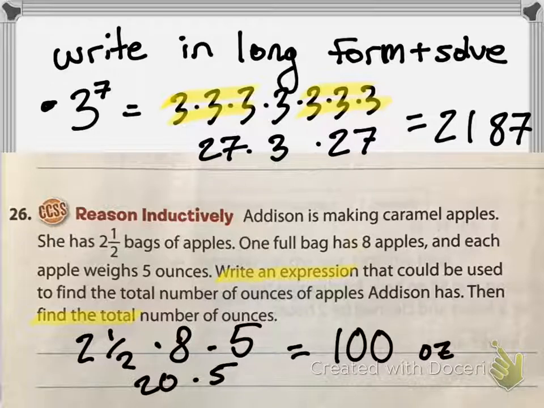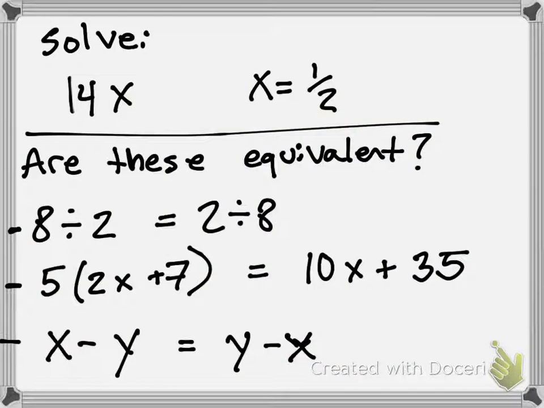You need to make sure that you have both parts. Otherwise, you will only get half credit. You need to write that expression and find the total number of ounces. You need both parts. I don't want just the answer. I don't want just the expression. You read it and you do both.